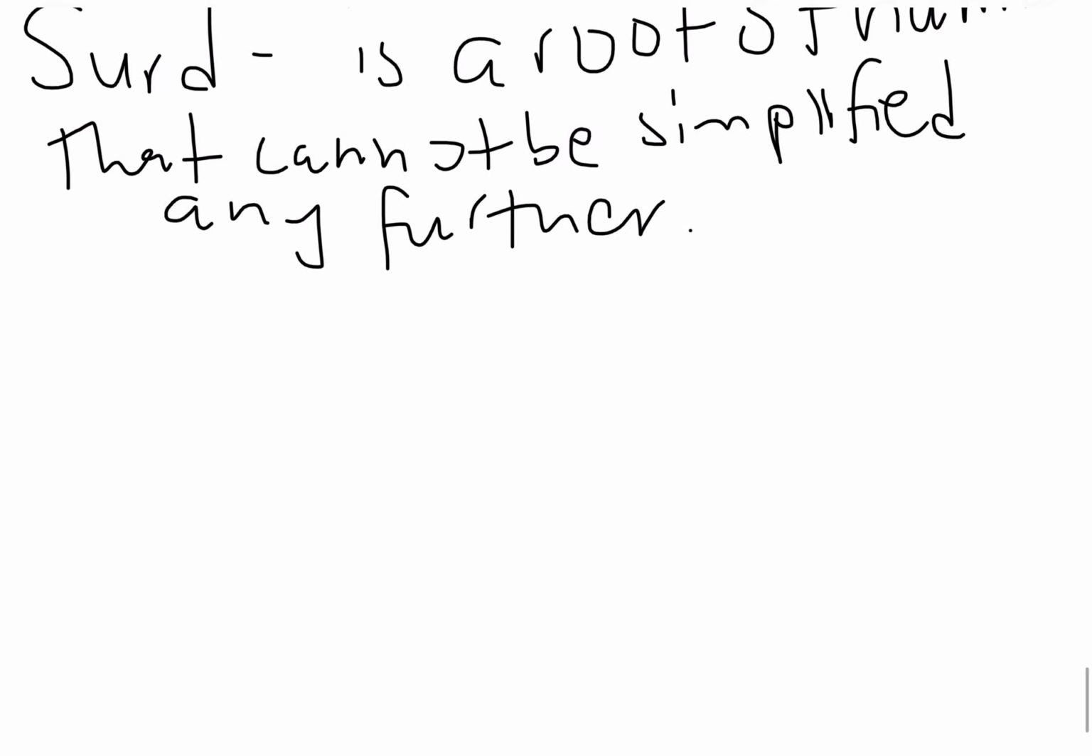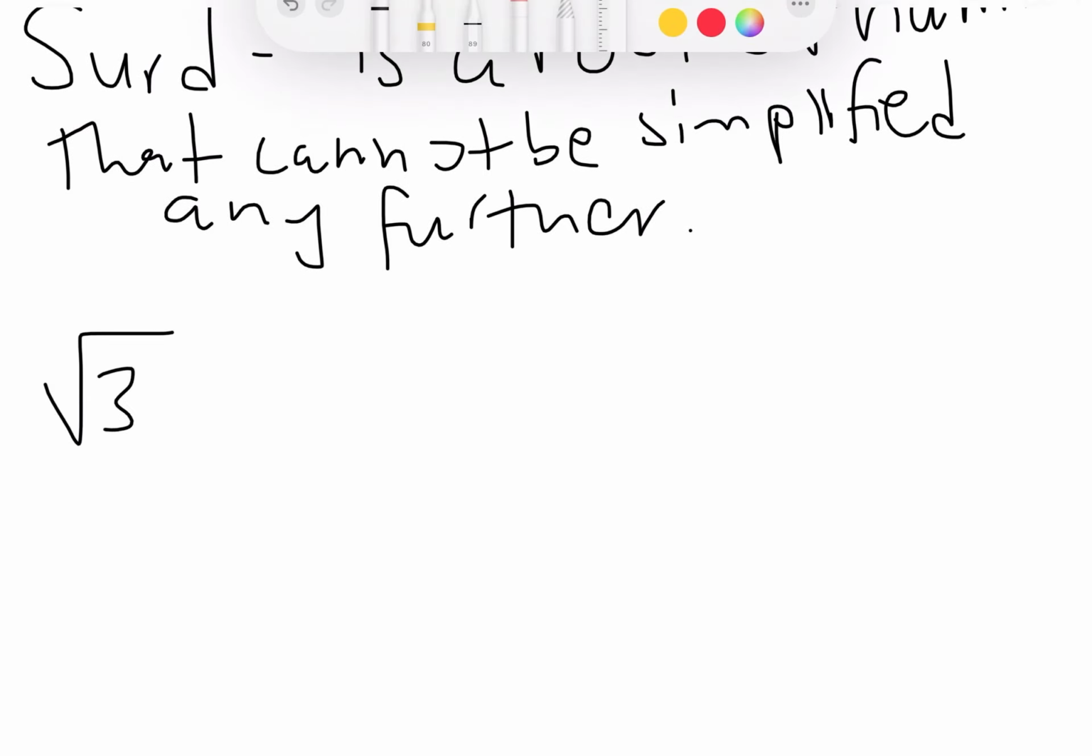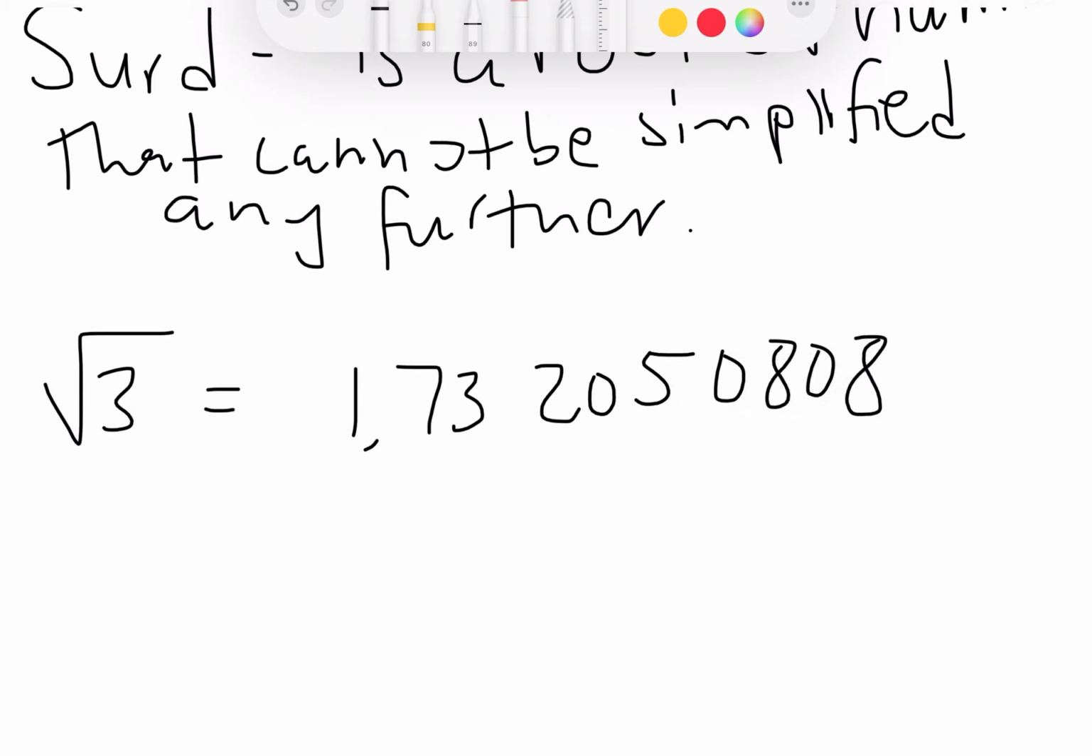Let's give an example of a surd. A surd would be your square root of 3. Why? Square root of 3 equals something like 1 point what? Let me just check with my calculator. Square root of 3 equals something like 1.7320508008. And from our previous video, we would have seen that numbers like this that do not have a pattern, we call them irrational numbers. So surds are irrational numbers.